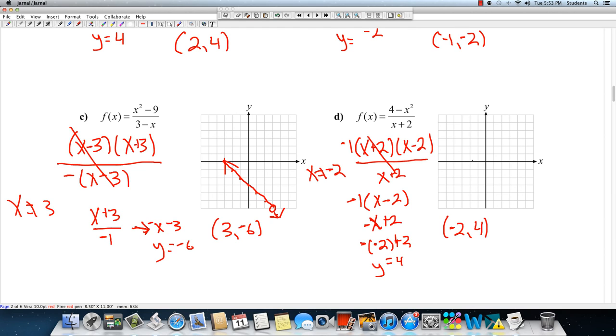Let's plot that on our graph here. Here, and our graph this time starts at positive 2, and it will look like this.